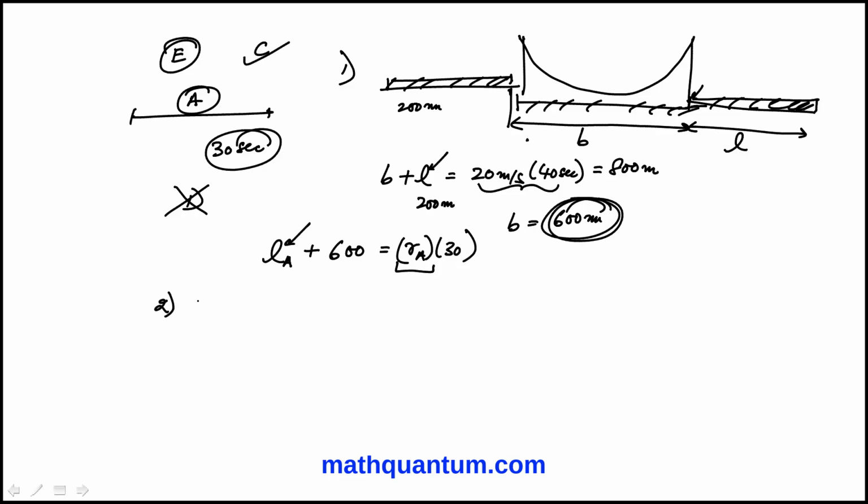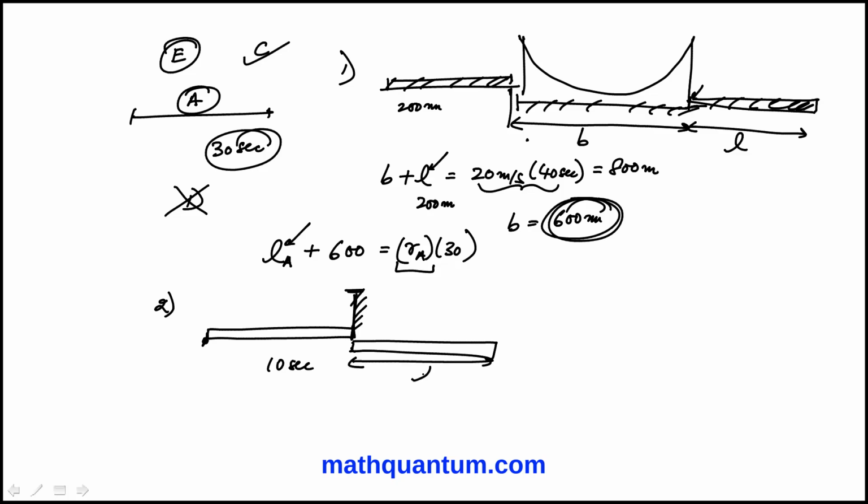If we look at 2, it talks about this end of train A, meaning this end, if there's a pole here, then by the time it gets here, it takes it 10 seconds. So it has to travel the length of the train. So the relationship here is L_A is equal to rate of train A times 10 seconds. Now, again, I can't really find L_A because I don't know its rate.